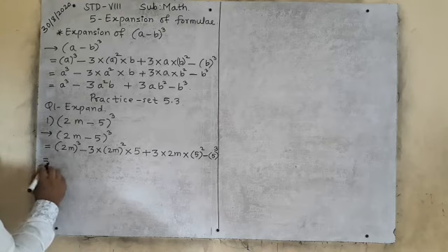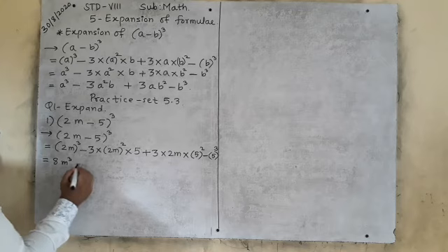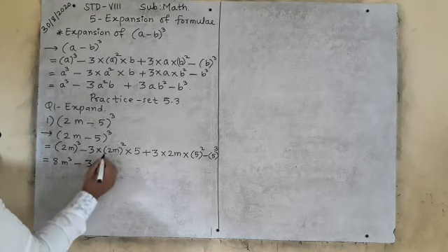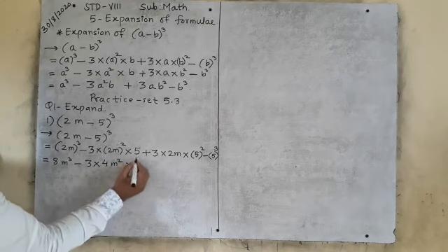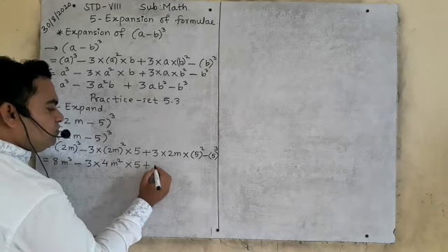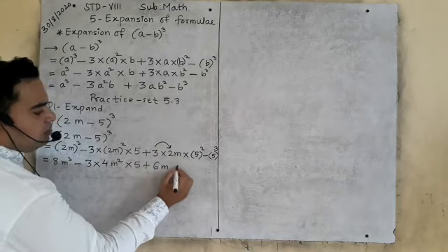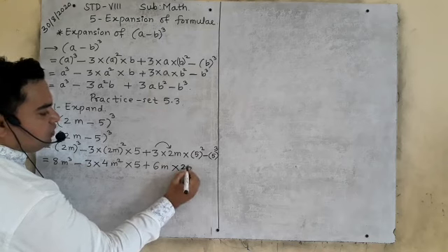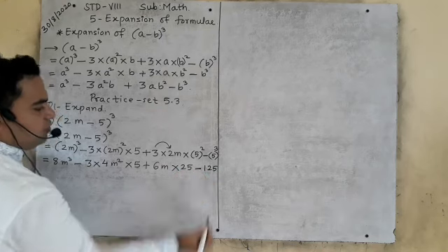2 cube. Cube of 2 is what? 8. M cube is what? M cube. Minus 3 as it is. 2 square is 4. M square is M square. Multiply 5 as it is. Plus 3 and 2 6m. Okay, 3 2s are 6m. Multiply by 5 square is how much? 25. 5 cube is how much? 125.